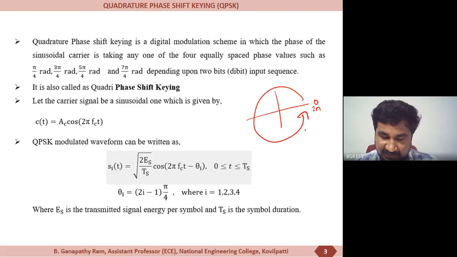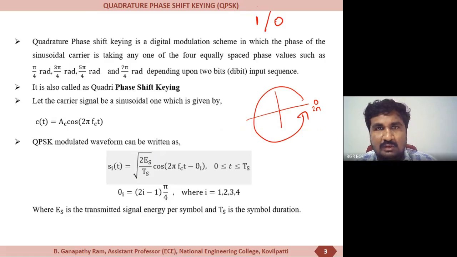In binary phase shift keying, we have only two symbols, 1 or 0. So the entire phase angle can be split into two, that is 0 and pi. The 0 degree phase angle is used to represent 1, and the binary data 0 is represented by a phase shift of 180 degrees in the sinusoidal carrier.